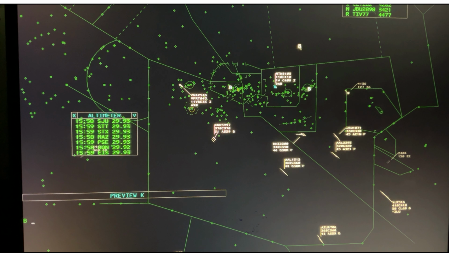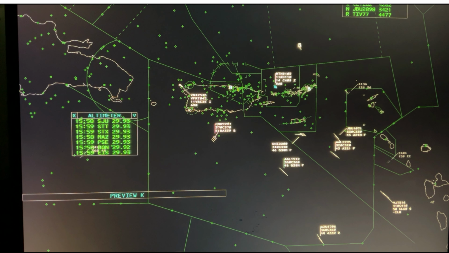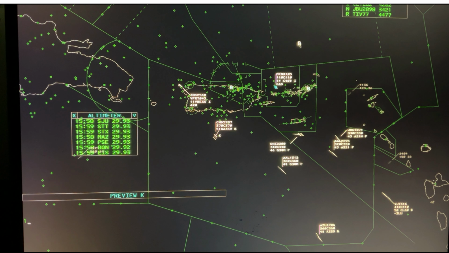Let's put Corendon 5997 in handoff status. My go-to is whenever an aircraft is creeping up on the island, the south coast of Puerto Rico, or even St. Croix down here, or just an imaginary line that extends eastward and westward on the south coast of Puerto Rico, I'm getting ready to say goodbye.